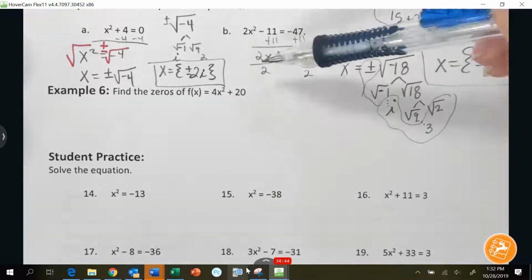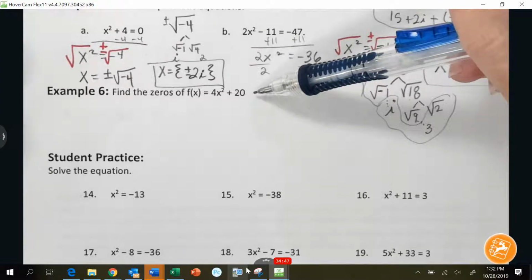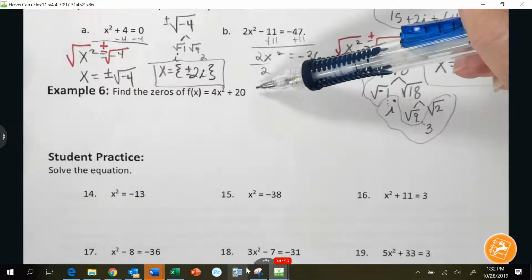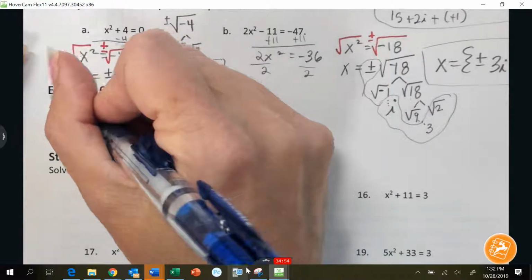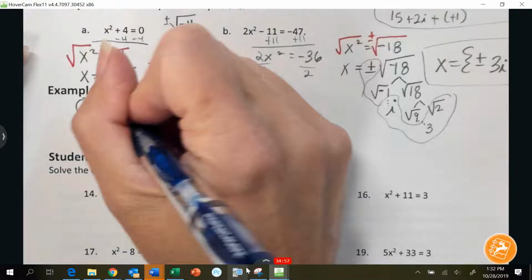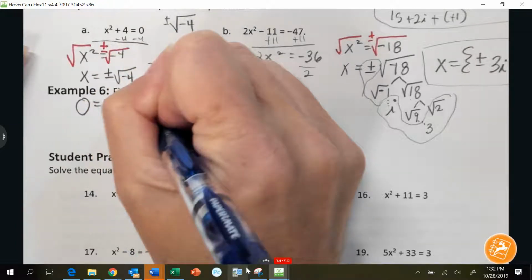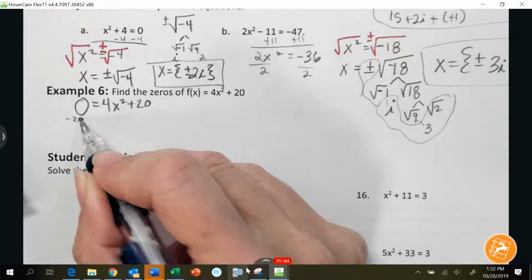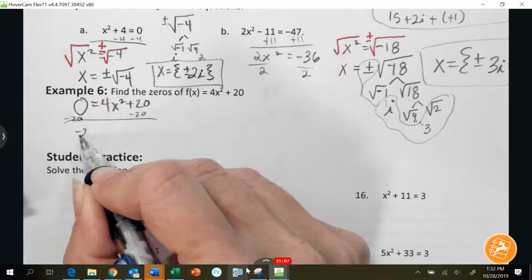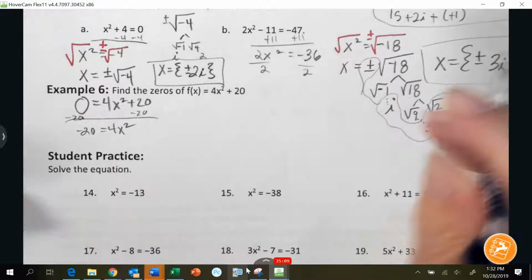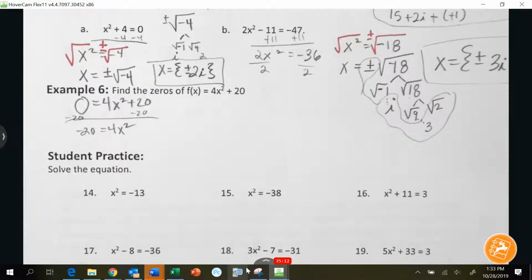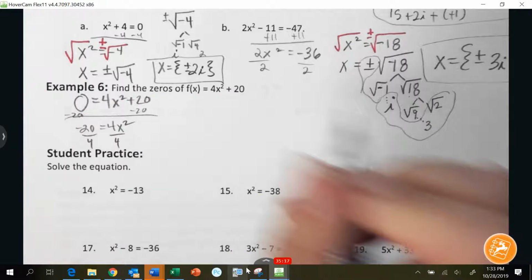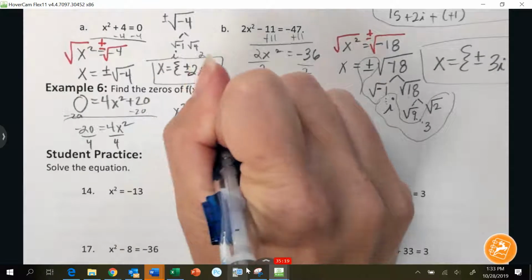Chloe, what should I do first when I'm finding the zero? Make f of x 0. So I have 0 equals 4x squared plus 20. Now, Bryce and Chloe already told me subtract 20. So you guys obviously know what to do. Negative 20 equals 4x squared. Dylan, what should I do? Divide by 4, both sides by 4. I have x squared equals negative 5.